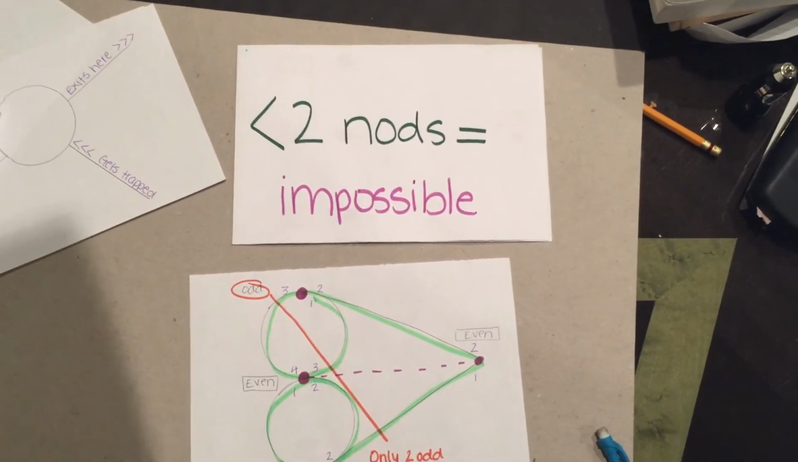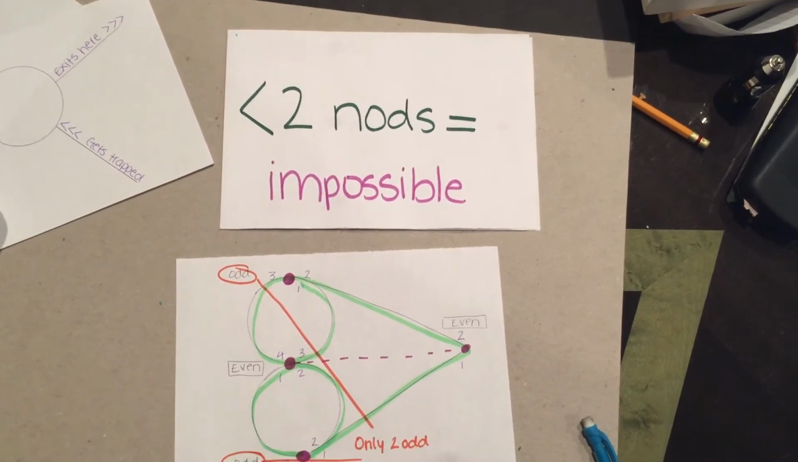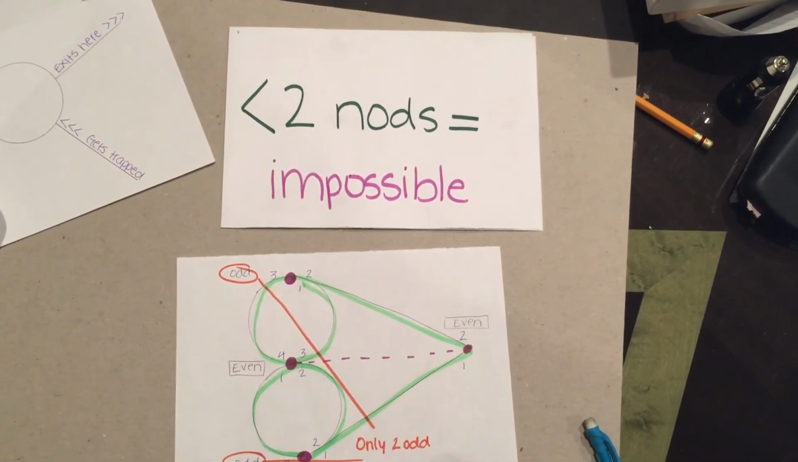So yeah, this is the 7 bridges of Konigsberg and the solutions. Even though there is no solution, there's a possible way to get it. There you go.